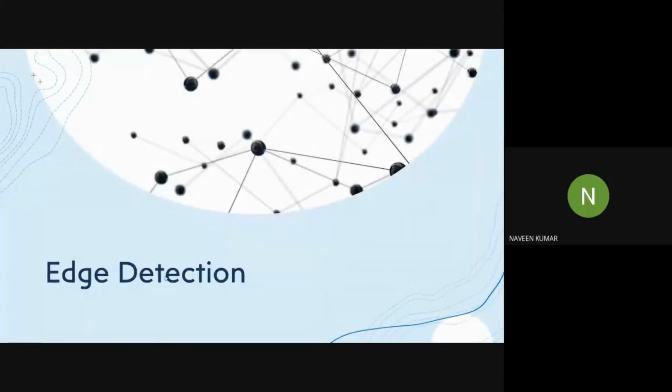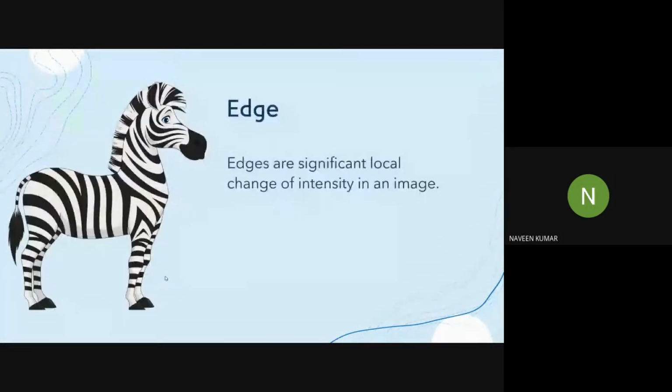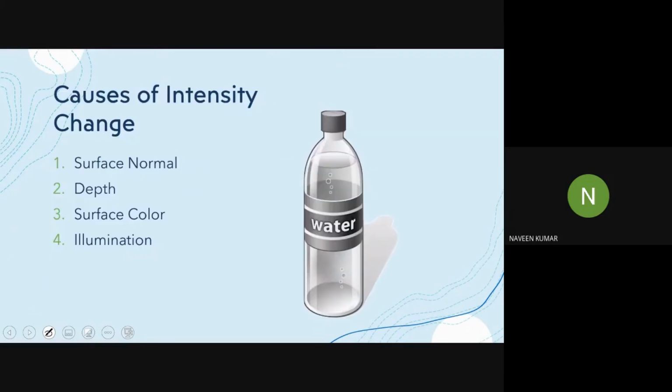So let us start with our next topic, that is edge detection. Before we start, let us see what is an edge. Edges are significant local change of intensity in an image. In this figure, we can say that this is an edge because the intensity of the color is changing from here to here. So we can say that this is an edge.